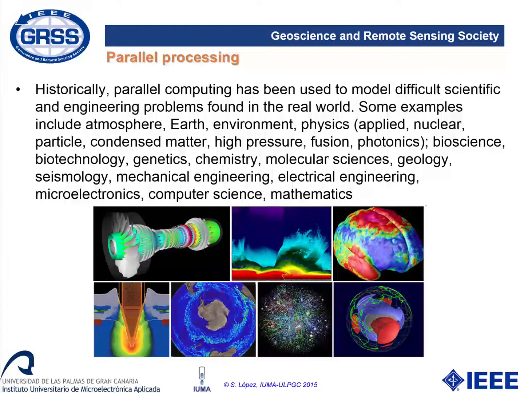Well, in addition to that, let me note that parallel computing has been traditionally used to model very difficult scientific and engineering problems that we can find in the real world. There is a list here of some examples related with earth science, physics, bioscience, biotechnology, computer science, mathematics, and many others. But this is just for you to notice that parallel processing is in fact being used in a lot of disciplines, in a lot of different scientific problems.